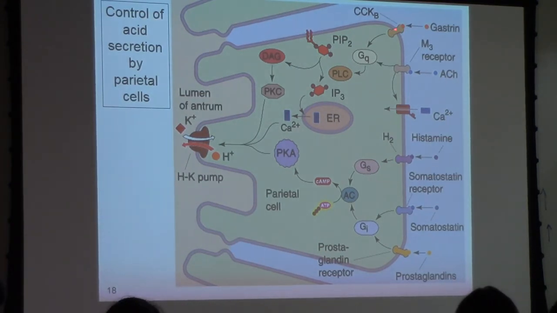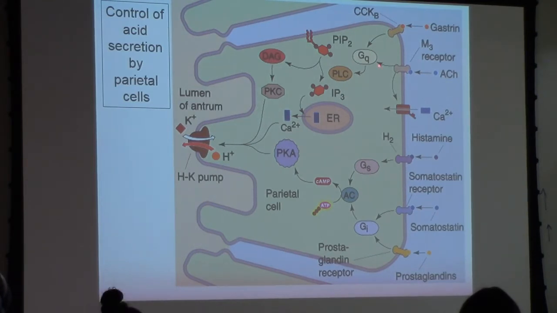So gastrin activates a gastrin receptor coupled to GQ. You should be off and running now with the GQ story. GQ, phospholipase C, hydrolyzes phosphoinositol bisphosphate, PIP2, into IP3 and diacylglycerol, calcium release, activation of protein kinase C. Activation of protein kinase C increases the exocytosis of vesicles and increases the expression of the proton pump in the apical membrane. So here is the gastrin story right here.